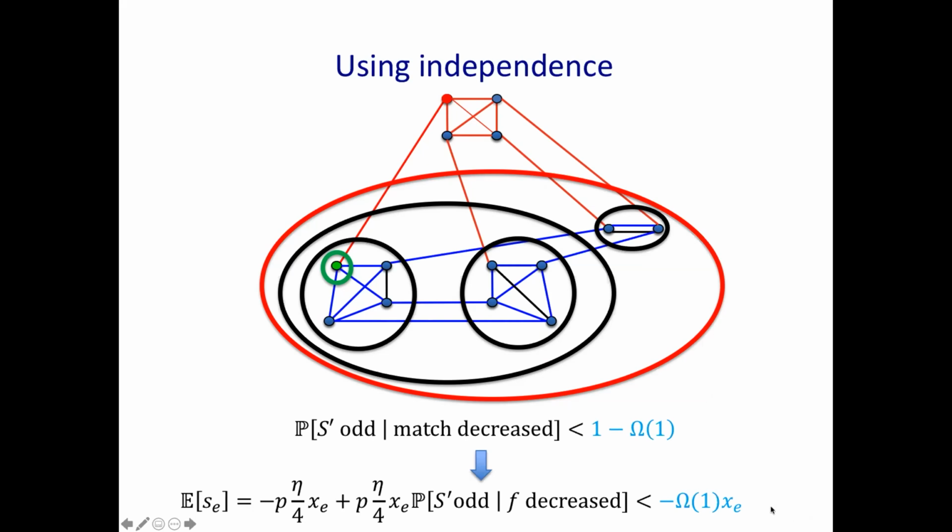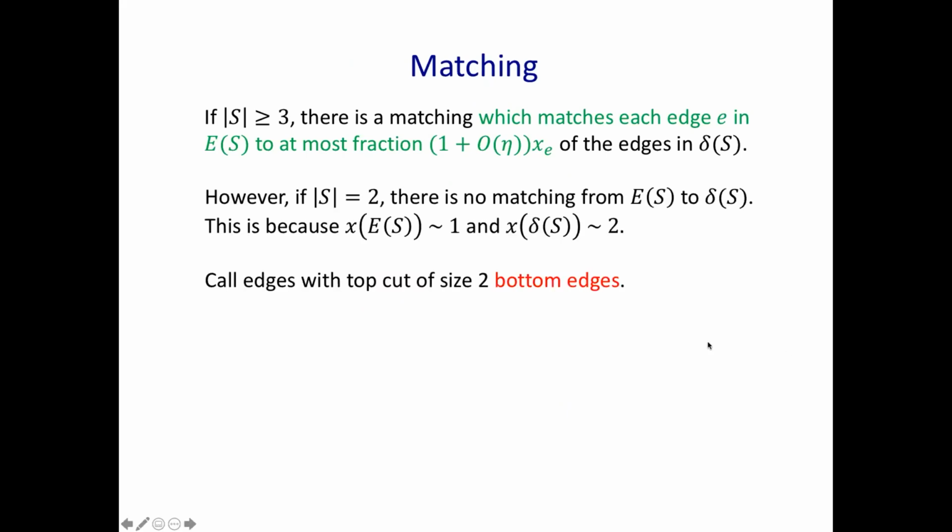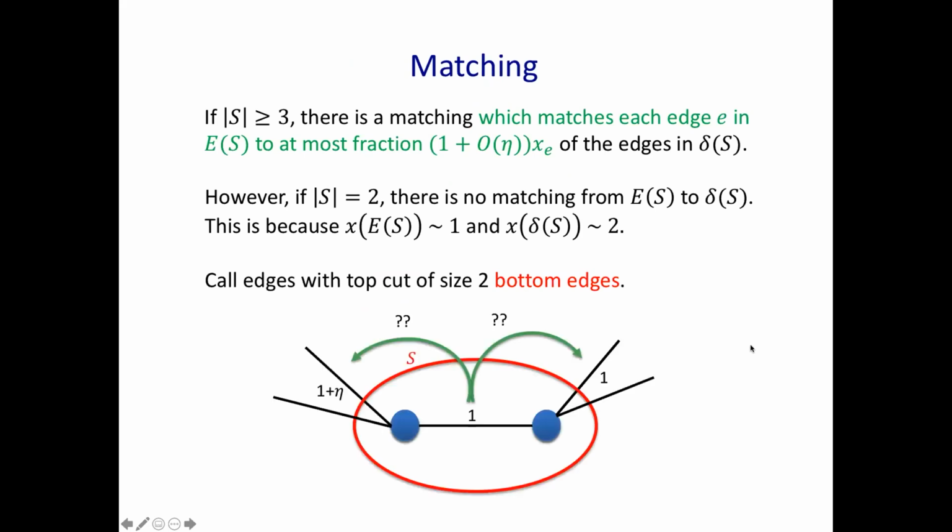So it remains to talk about the matching. And it turns out that if S has at least 3 near minimum cuts inside, it's not hard to show such a matching exists up to some eta error, which we never care about. However, if the size of S is 2, this is really not possible. And this is just because x of E of S is approximately 1, and delta of S is 2. So yeah, this matching will fail.